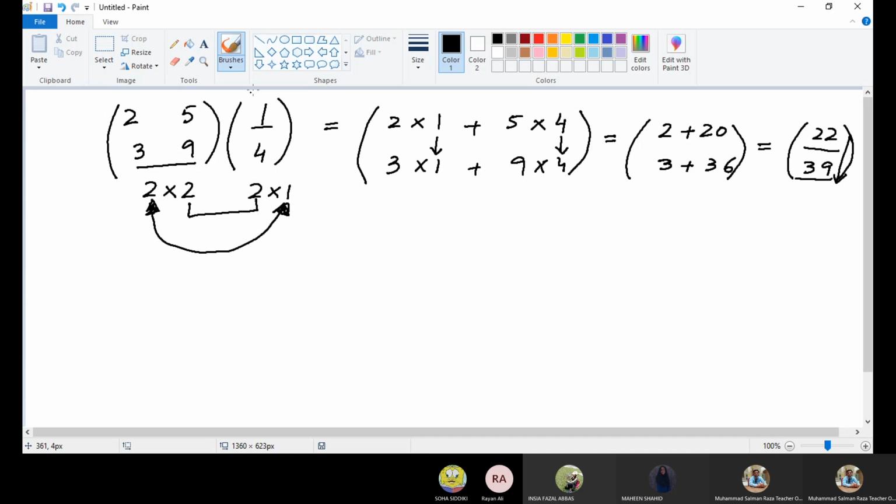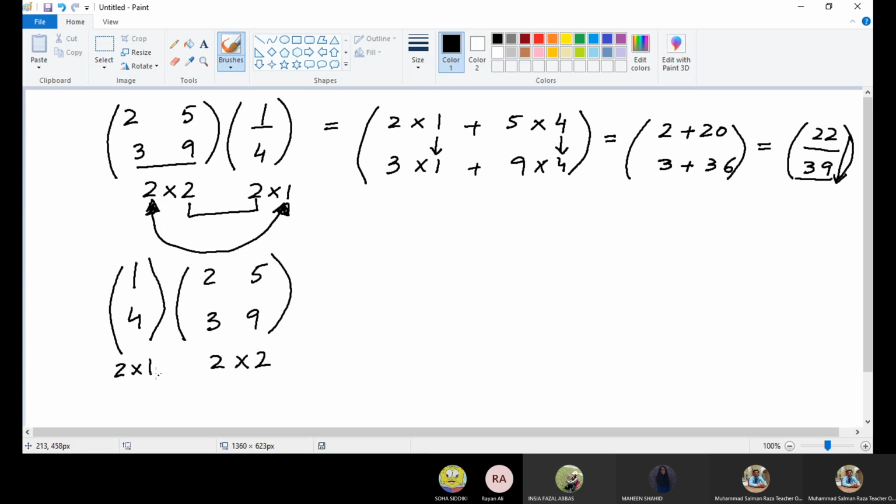What if we try doing it like this: 1 and 4, you keep it at the first place and the same 2, 5, 3, 9 at the second place. And you need to check whether you can multiply them or not. The order of this matrix is 2 by 1, where the order of this matrix is 2 by 2. So what is happening over here? These two numbers you can see they are different. So multiplication is not possible.